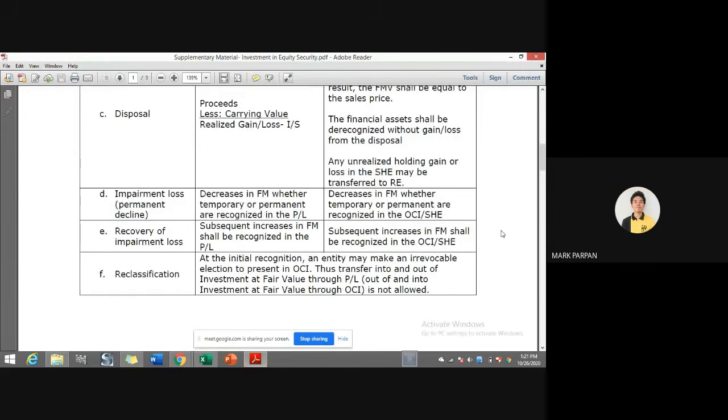As for impairment loss, remember this one: we have no impairment loss for investment in equity securities. Because when the value goes down or up, it will just go to PL under unrealized gain or loss, or to OCI under unrealized gain or loss. But we will not use impairment loss. So there is also no recovery of impairment loss.